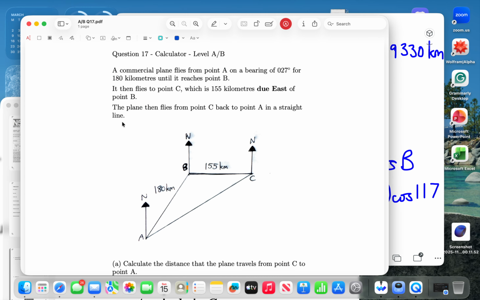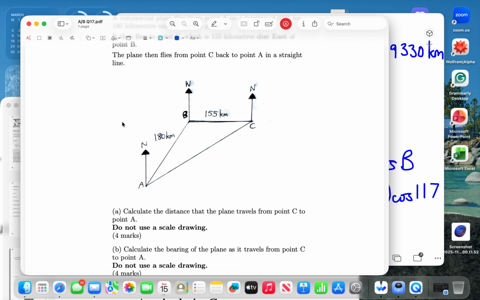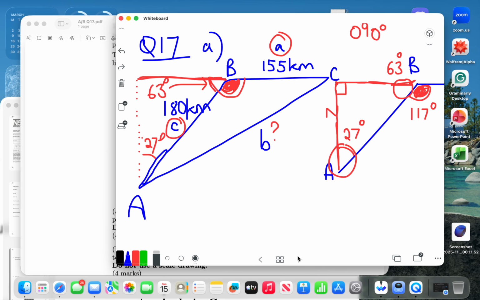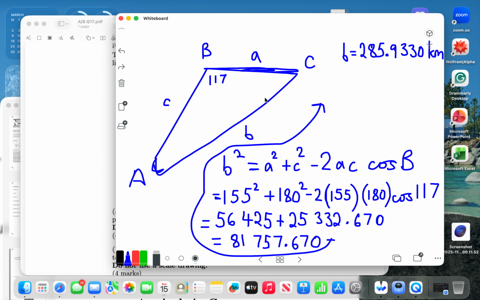We're not told about rounding in the question, so I'm going to round to the nearest kilometre, which is 286. So to 3 significant figures, the distance AC is 286 kilometres. And we've finished part A.